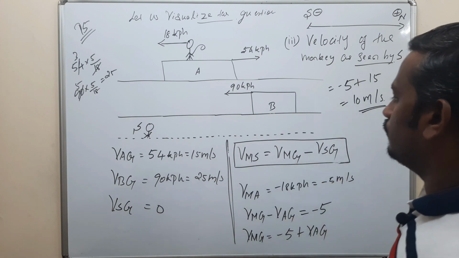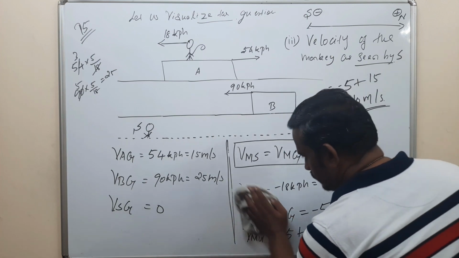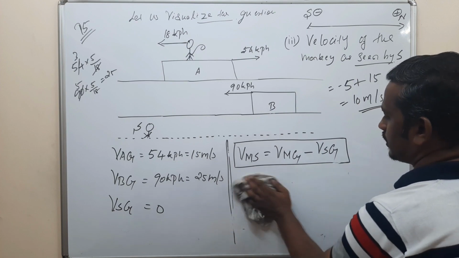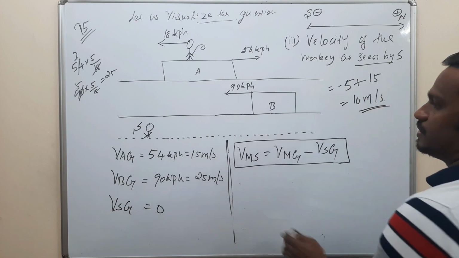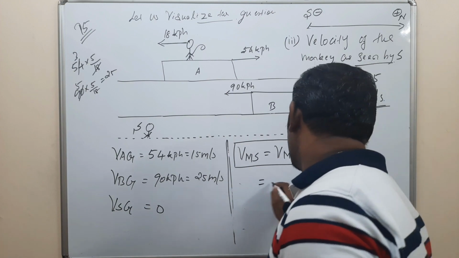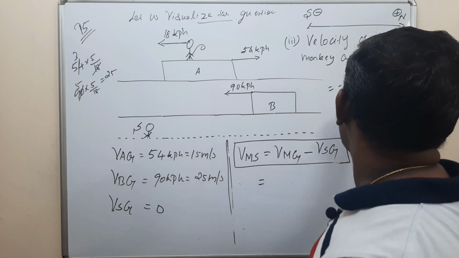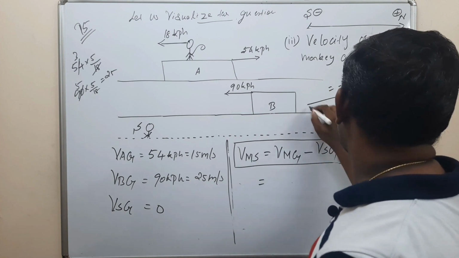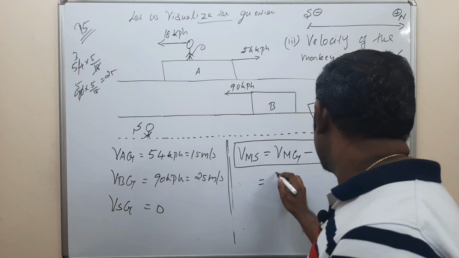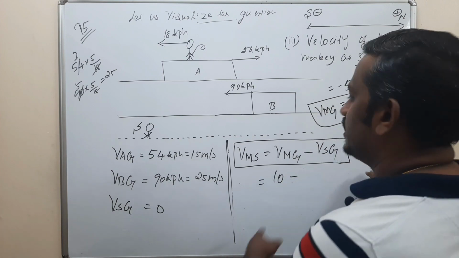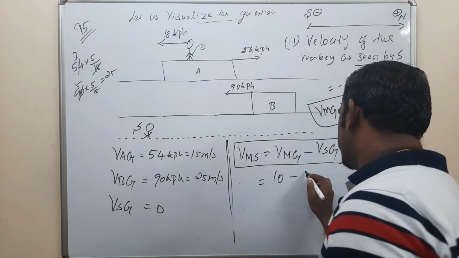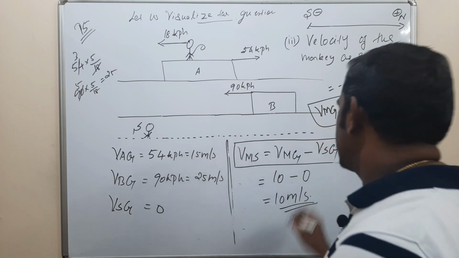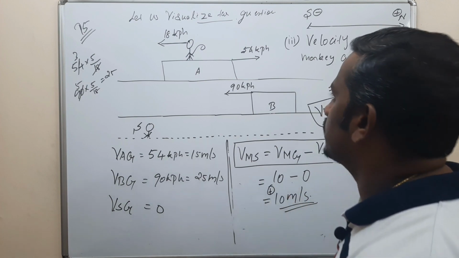Now VMS, the velocity of the monkey with respect to the observer S, is equal to VMG minus VSG. VMG is 10, and VSG is 0. So that's equal to 10 meter per second, in the positive direction.